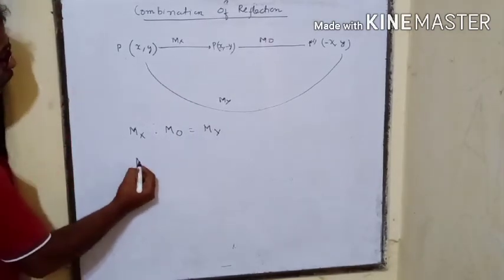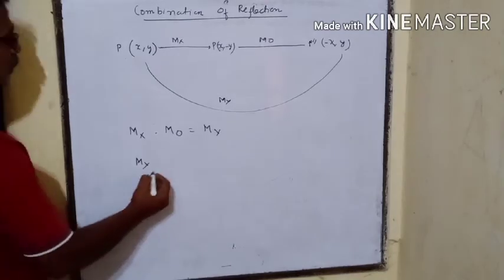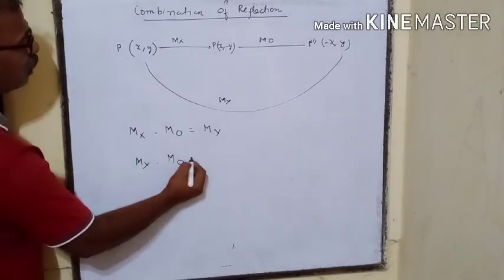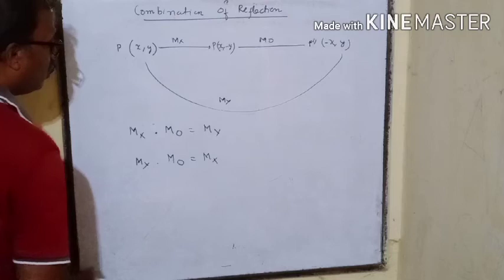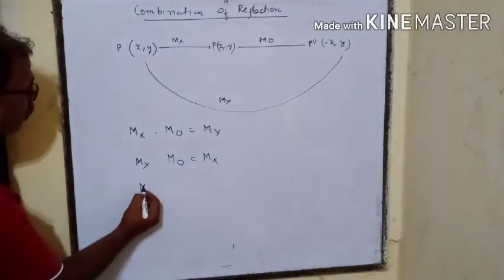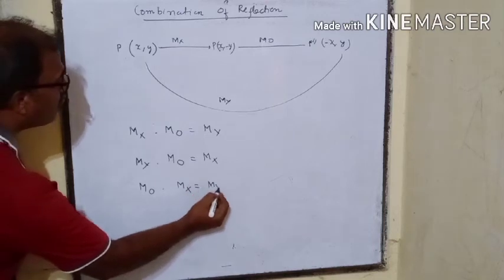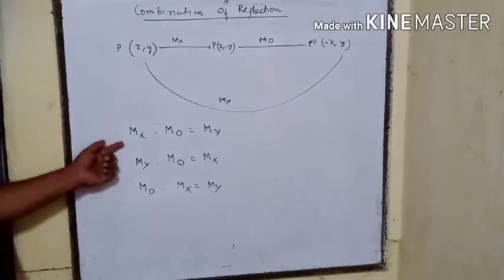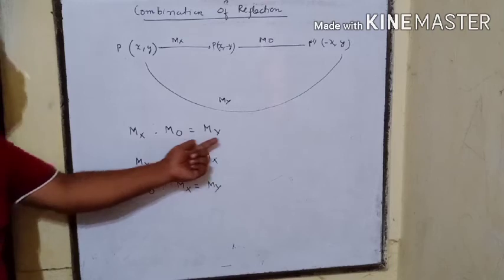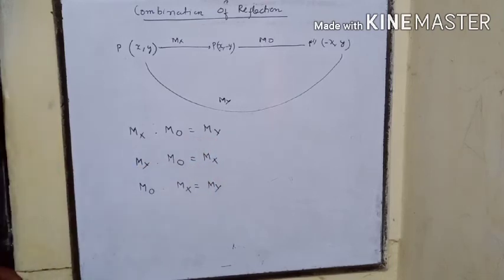Similarly, if the first reflection is done in y-axis and then in origin, the result is Mx. Or if reflection is done in origin and later on it is reflected in x-axis, the result is My. It means it is a combination of Mx, My and MO. If two are given, the third one will be the result. If two are here, the third one will be here.